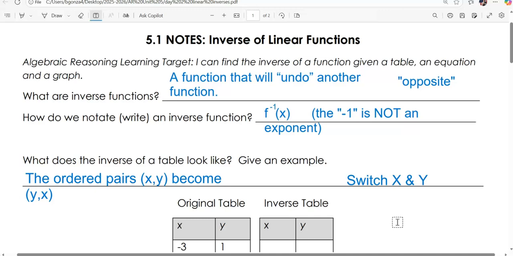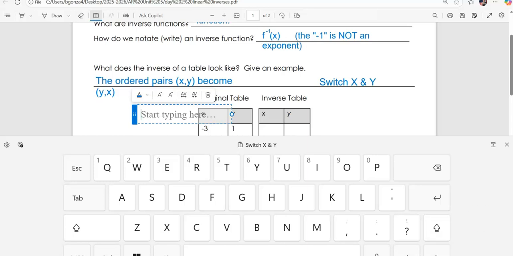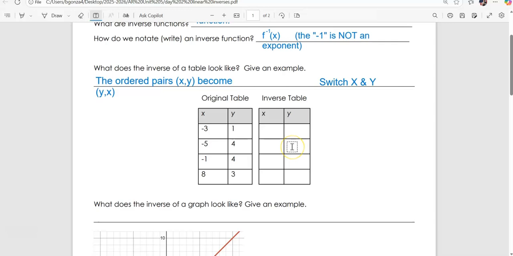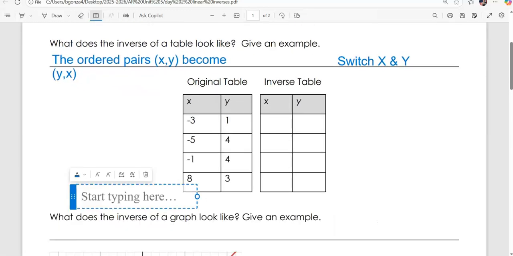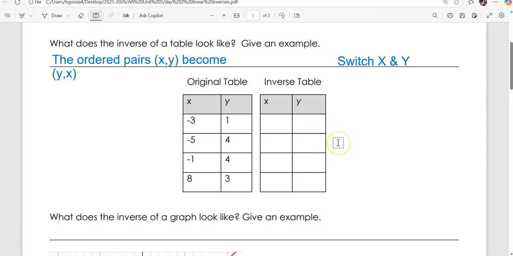Okay, so you want to switch x and y. Here's an example. You have an original table and then you have an inverse table. So what do you do on here? You literally switch the numbers, right? I'll write this, I guess, because text is giving me so much trouble. So literally switch x and y. Instead of negative 3, 1, if I flip it around, the 1 is going to be here and the negative 3 is going to be here. So this inverse table is f inverse x.